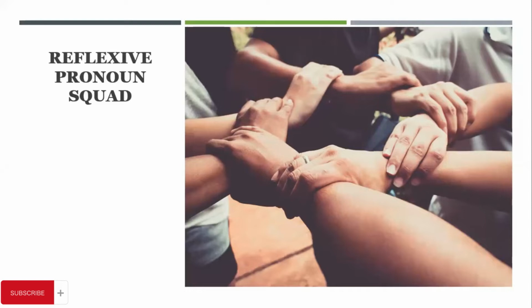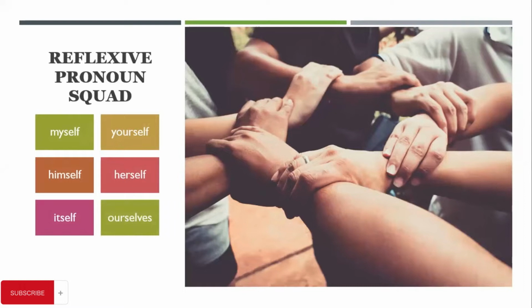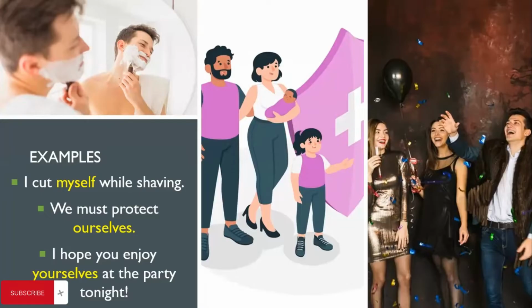Now let's meet our reflexive pronouns: myself, yourself, himself, herself, itself, ourselves, yourselves, and themselves. Let's read some sentences featuring reflexive pronouns. I cut myself while shaving. We must protect ourselves. I hope you enjoy yourselves at the party tonight.